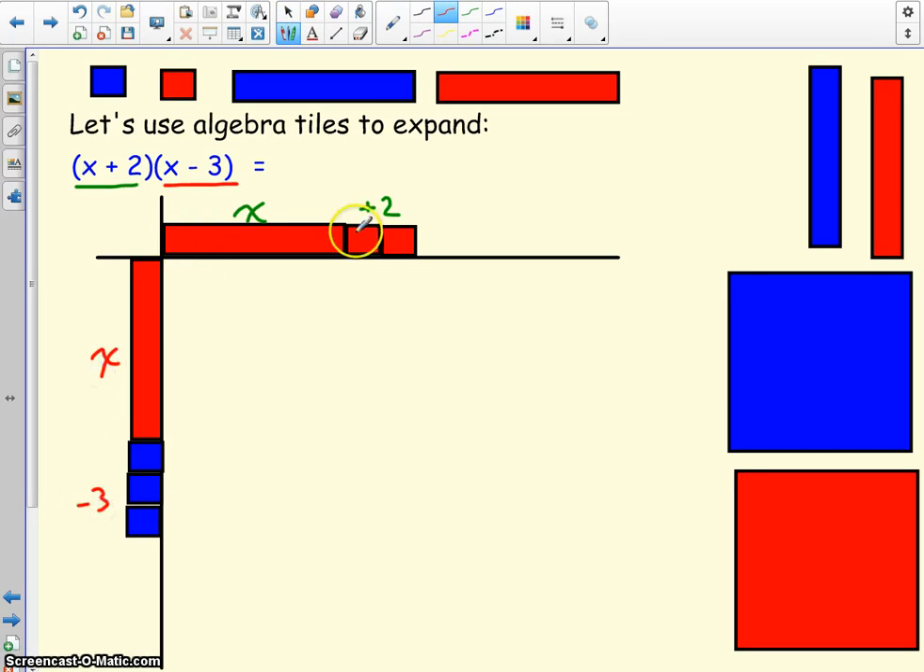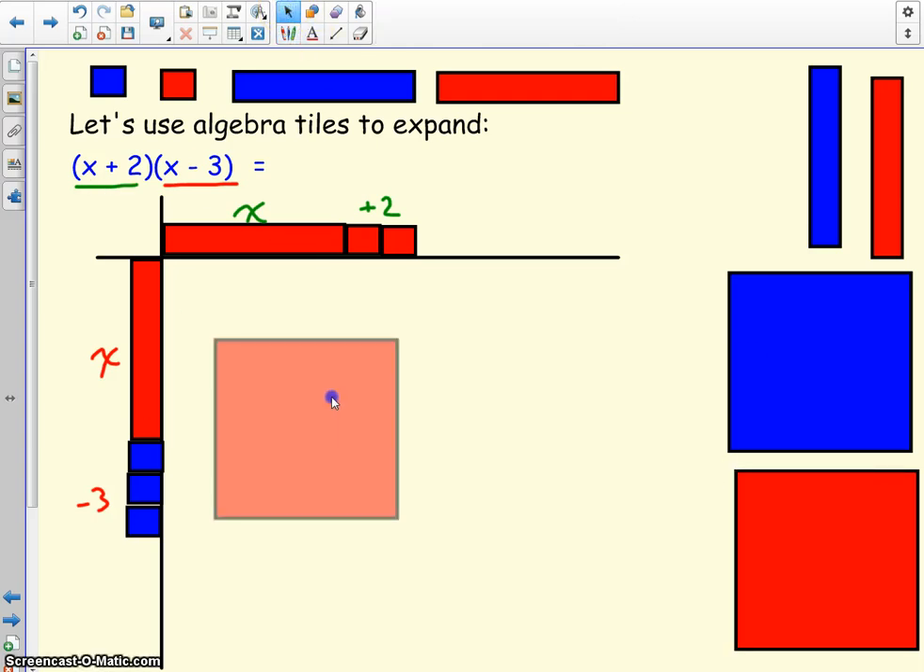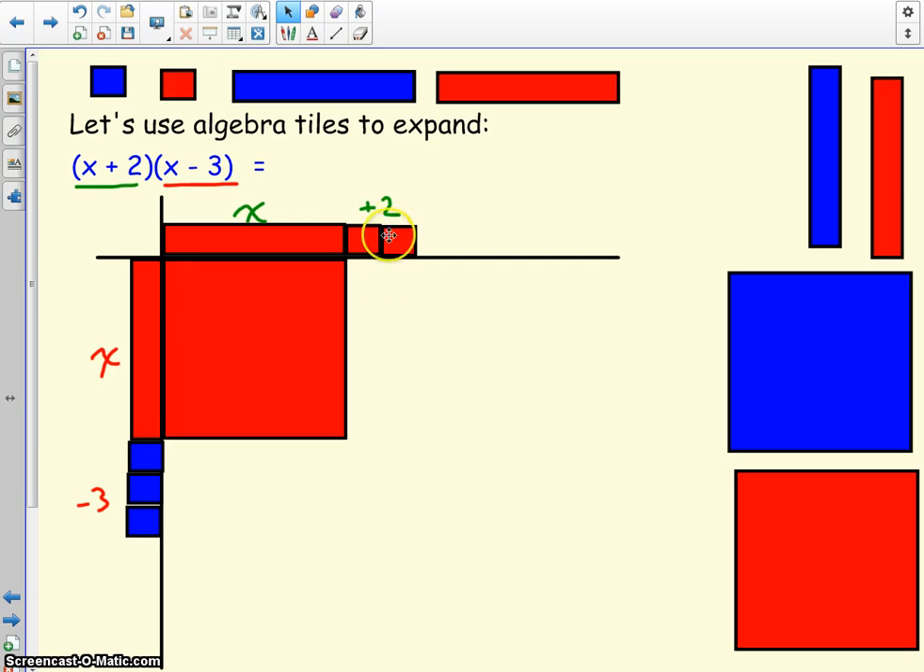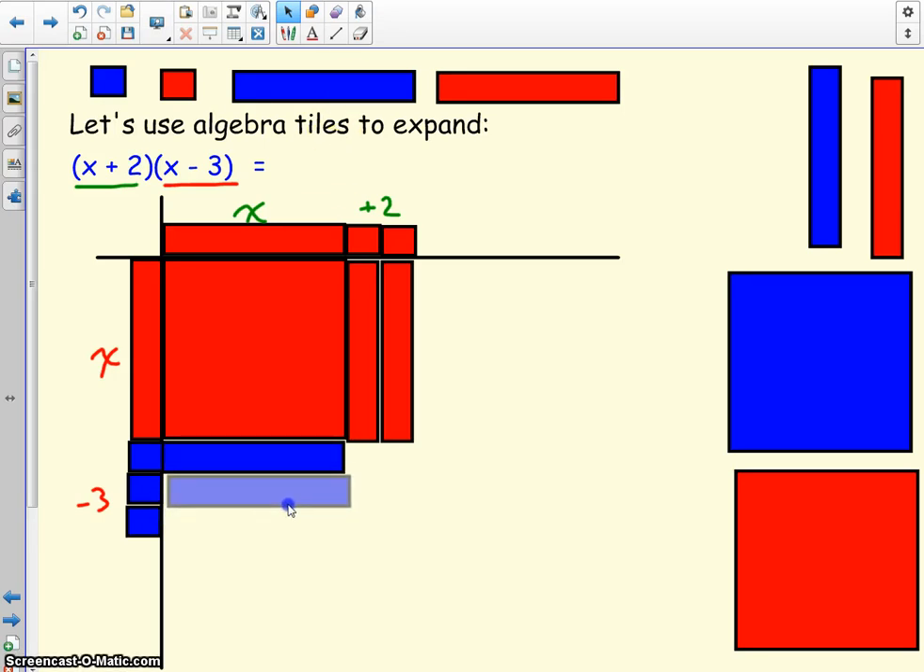Again, we're using x plus 2 and x minus 3 as our length and width, and multiplying them together to get the area of what's inside. We'll do this piece by piece. Over here we have x times x, which is x squared, so I put an x squared tile here. In this section I have positive 2 times x, which is 2x, so I fill this in with two x tiles. In the bottom left I have -3 times x, giving -3x. And last, -3 times positive 2 gives -6 down here.